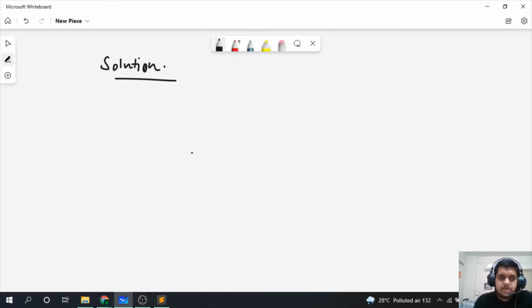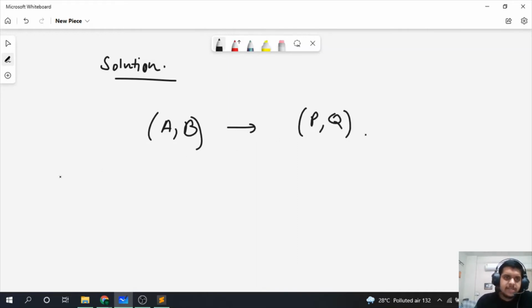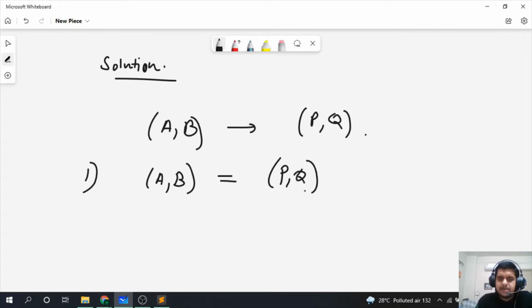So yeah, starting with the solution approach, we have two cells given to us, A, B, and we want to move to P, Q. So there are basically three cases that we can consider over here. So the first case is that A, B and P, Q is the exact same cell, right? So in this case, the number of operations is zero because you do not have to move anywhere, right?